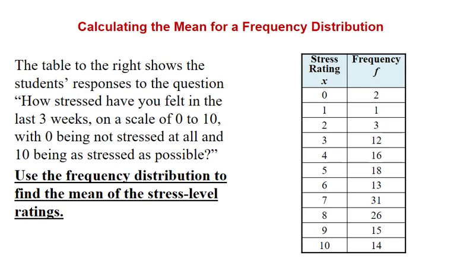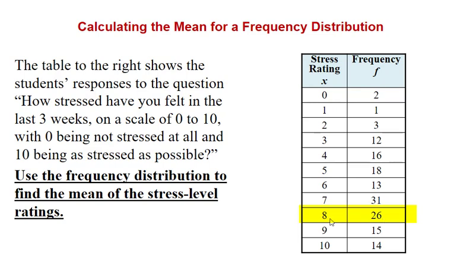Okay, now let's hold that thought and let's talk about the mean for a frequency distribution. This table talks about students' stress level from 0 to 10. At a 0, you are not stressed at all, and at a 10, you are so stressed out. I also have a frequency: how many students said their stress level was a 0? Only 2. How many said their stress level was a 5? It looks like 18. How many said an 8? It looks like 26 students had a stress level of 8.